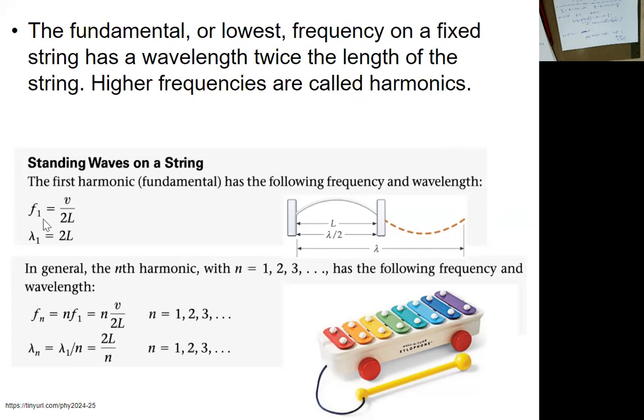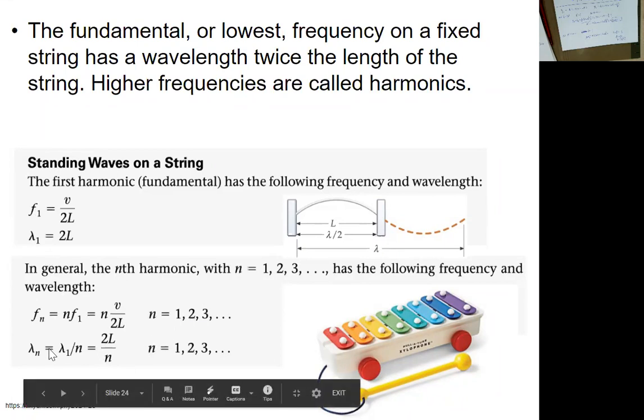Mathematical equation for the first harmonic: the frequency should be equal to the speed divided by 2L. Wavelength will be 2L. And for the nth harmonic, so that means higher order, f sub n is equal to n times the first one. So if you have the first harmonic, it will be 1, the second harmonic will be 2 times the fundamental, 3 times the fundamental, etc. Now, f1 is equal to v over 2L, so then f_n is nv divided by 2L, okay? And n is equal to 1, 2, 3, etc.